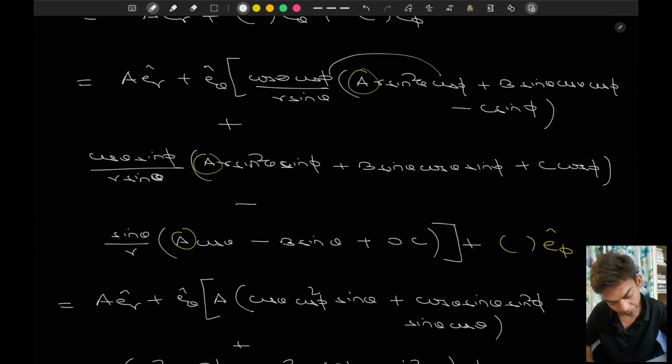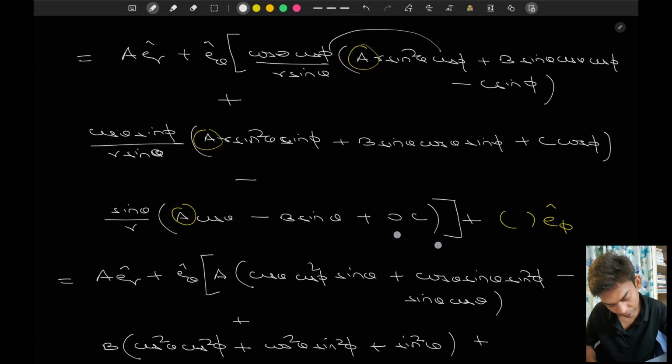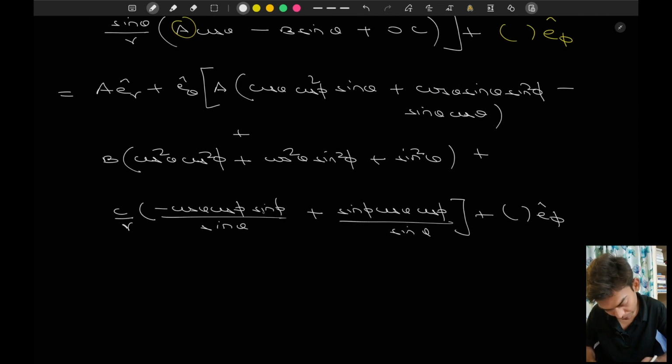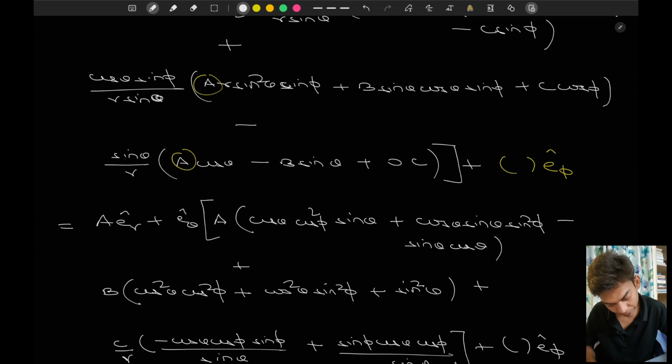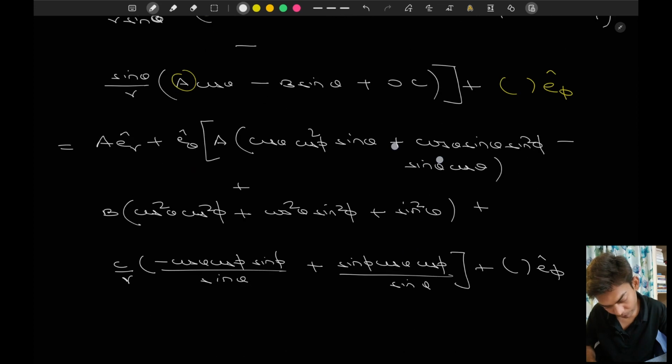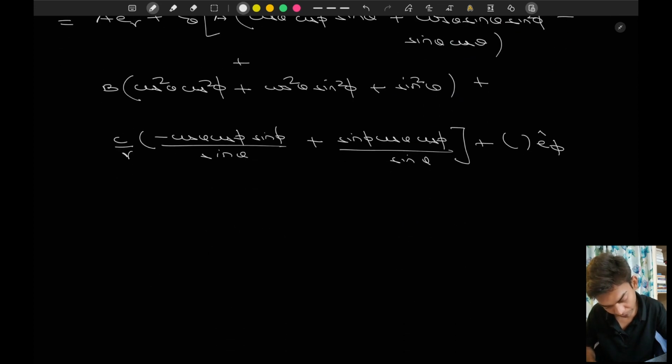So the c term from here gives me cos theta cos phi sine phi divided by r sine theta with a minus sign, and from here I get cos theta sine phi cos phi divided by r sine theta with a plus sign. Okay, this is fine.